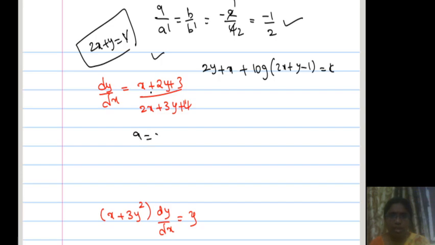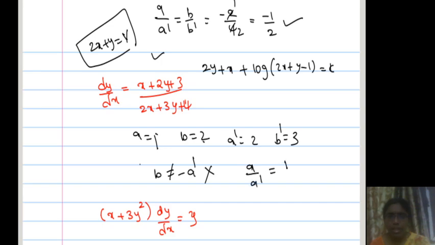Okay, next here also, what is a here? You understand, it is ax plus by plus c over a'x plus b'y plus c'. a is equal to 1, b equal to 2, a' is equal to 2, b' is equal to 3. So is b equal to minus a'? Here 2, b is not equal to minus a'. First case is failed. Next, is a by a' equal to b by b'? What is a by a'? 1 by 2. What is b by b'? 2 by 3. Is it equal? No. So first case fails, second case fails.